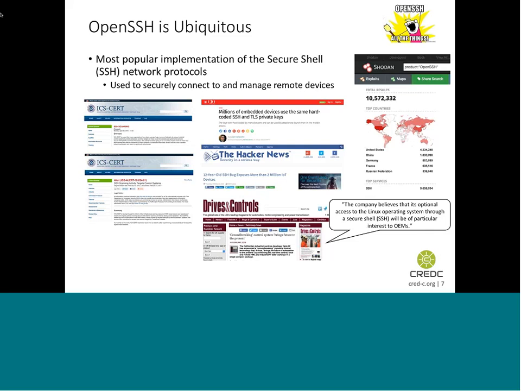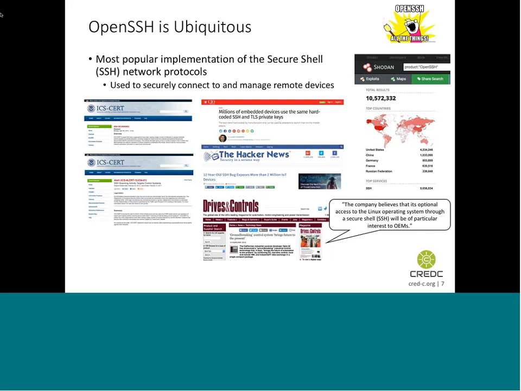There are just some headlines that I've included here. Millions of embedded devices are using the same private keys, or 12-year-old SSH bug exposes more than 2 million IoT devices. These were big attacks that happened, I think, in 2015, 2016. But this goes all the way back to even 2010. We have some ICS-CERT alerts where it was very common for, and still is common for, people to port scan and look for OpenSSH installations that are using default credentials.